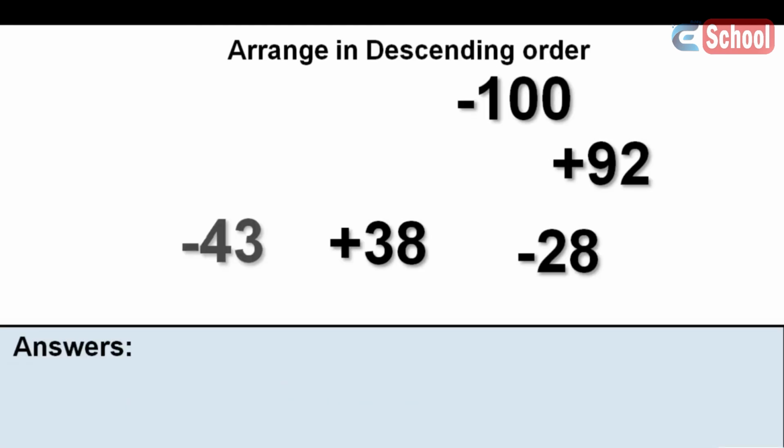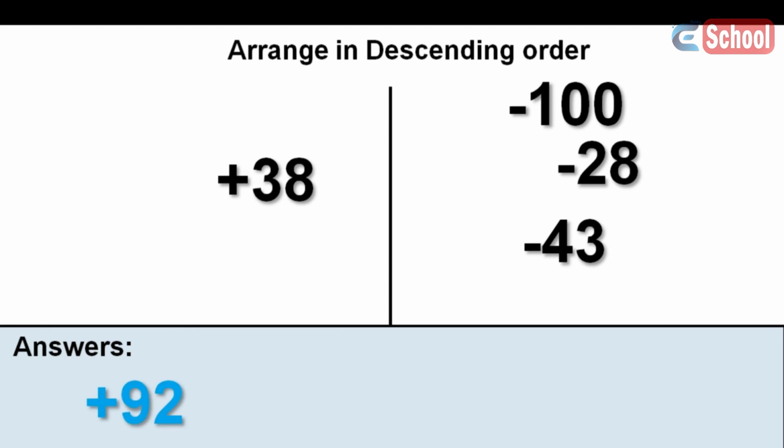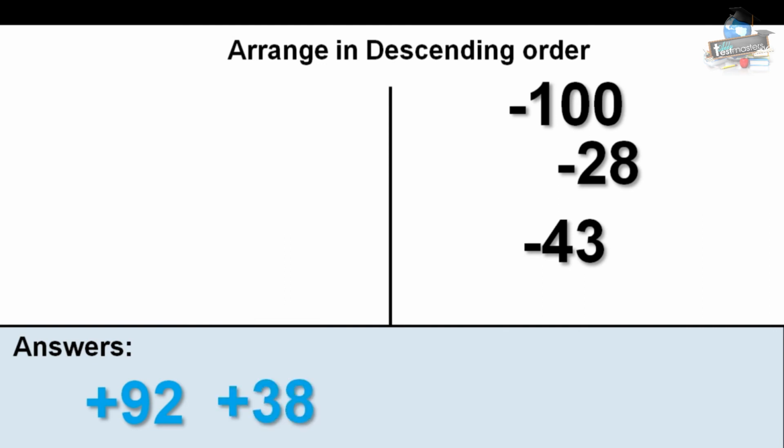Here are some more numbers that we are going to arrange in descending order. Again, we first split them into positive and negative. This time, we want the number furthest to the right on the number line first. The most positive number, which is positive 92. As we go down the number line, the next number we would reach is positive 38.